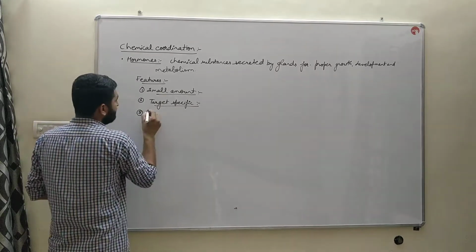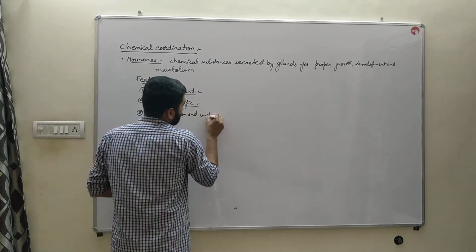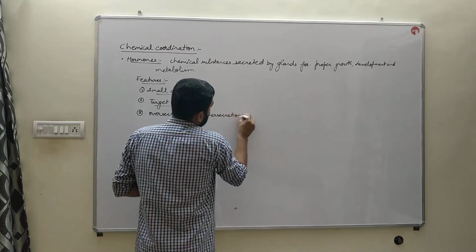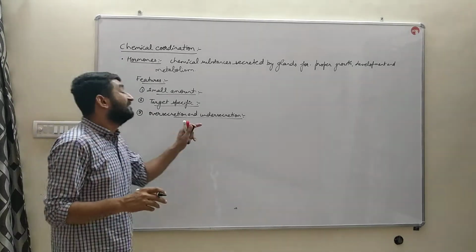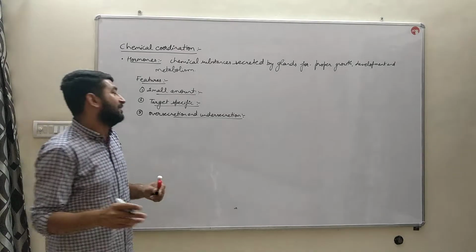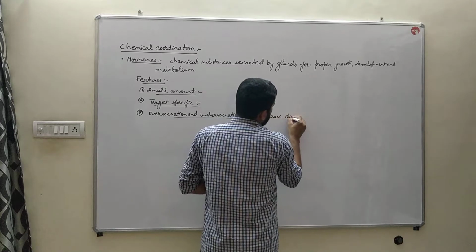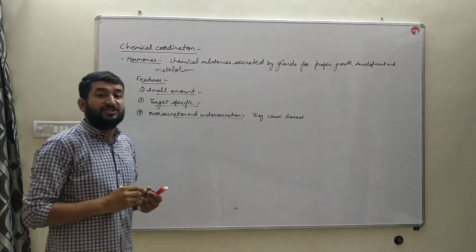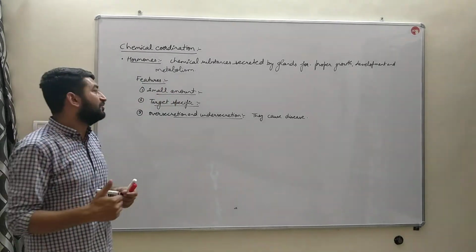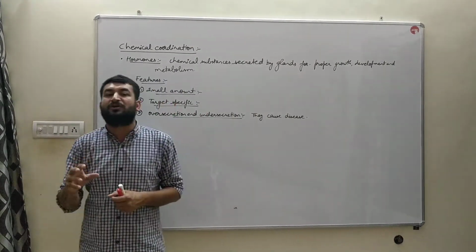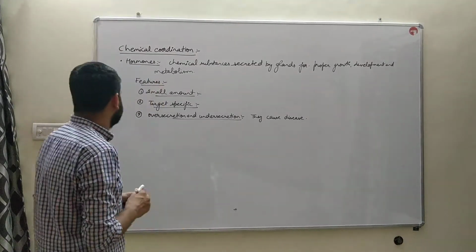Third, over secretion and under secretion. If hormones are secreted in more than their usual or required amount, or in less than their usual or appropriate amount, in both cases they cause diseases. Both their over secretion and their under secretion have adverse effects and cause certain diseases in human beings.